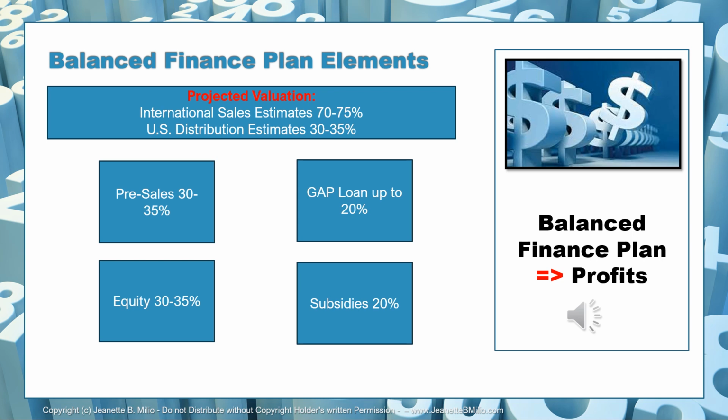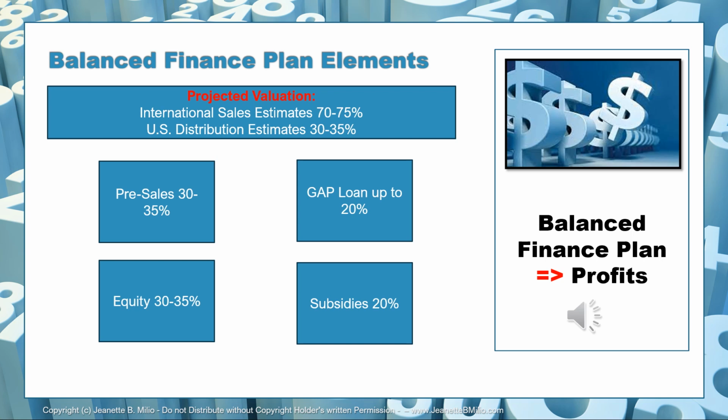So in the ideal world where we would want to generate profits, we would want to see international sales estimates hit at minimum 70 to 75% of the budget, and US distribution estimates hit 30 to 35% of the budget. So these are projected estimates. These are not actual revenues just yet. This is just us putting together a balanced finance plan based on projections.